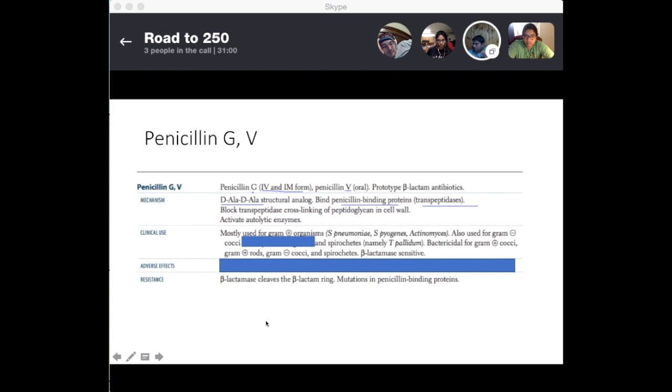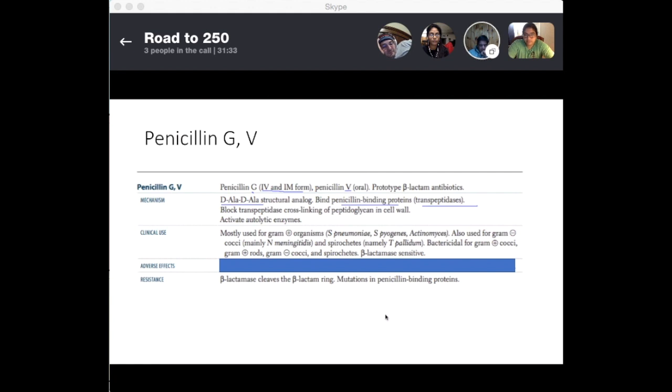Do you guys know which one? Borrelia burgdorferi? No, it's Neisseria meningitidis, as the gram-negative, mainly for that one. So it's also bactericidal for gram-positive cocci, gram-positive rods, gram-negative cocci, and spirochetes. So basically everything it covers. And it's beta-lactamase sensitive.